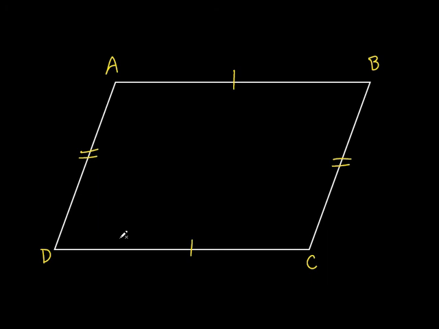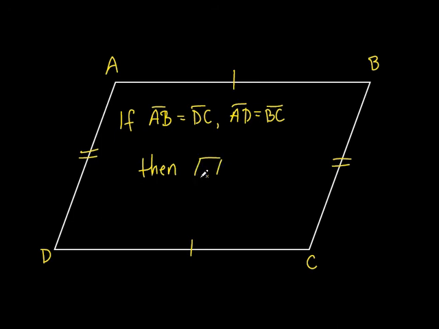We do know that AB and DC are equal. We know that AD and BC are equal. If we know that stuff right there, then I can say that this is a parallelogram. And if you want to write that down, feel free to do that. So if AB is equal to DC and AD is equal to BC, if all that stuff's true, then we can say that we have parallelogram ABCD.